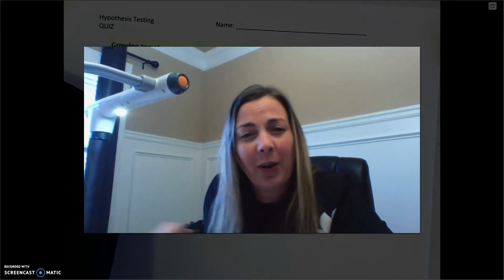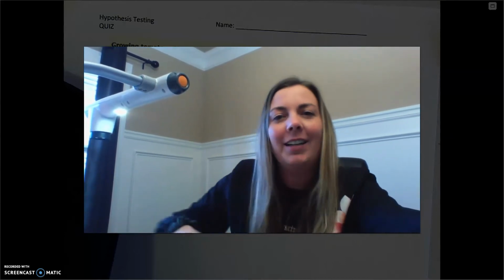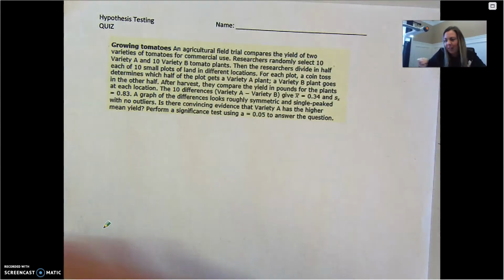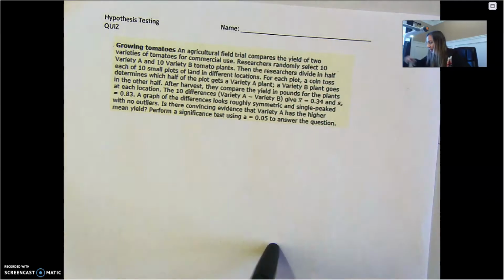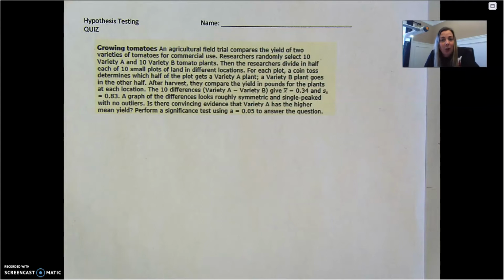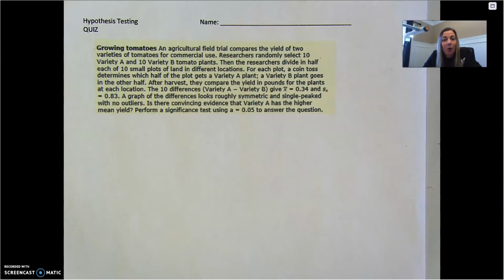All right, so we've got one more practice problem to do this week on t-tests. So grab the page and let's run through it. Ready, set, go. An agricultural field trial compares the yield of 2 varieties of tomatoes for commercial use. Researchers randomly select 10 variety A and 10 variety B tomato plants.